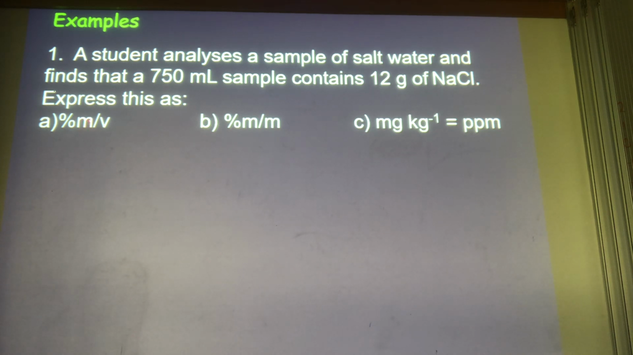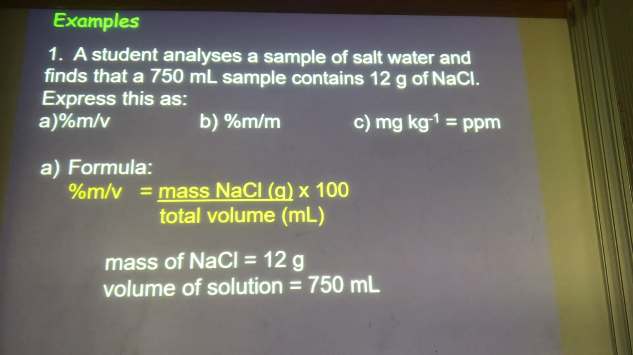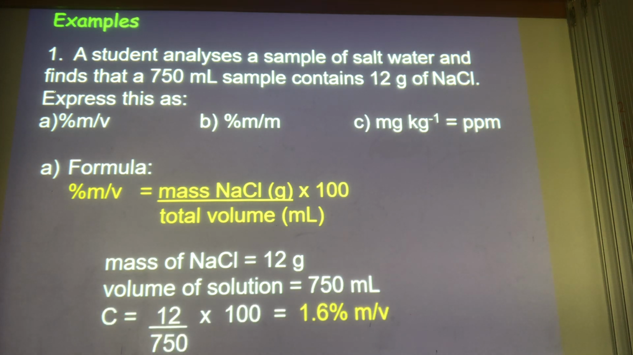So we need to get our formula. So percent by mass is, of course, mass in grams divided by volume in mils times 100. Then we substitute in. And what are we given? We are given mass in grams of sodium chloride, that's nice and easy. Volume of the sample in mils, that's even better. So just substitute straight in, and multiply by 100 and you will get the answer, 1.6% by volume, mass by volume.